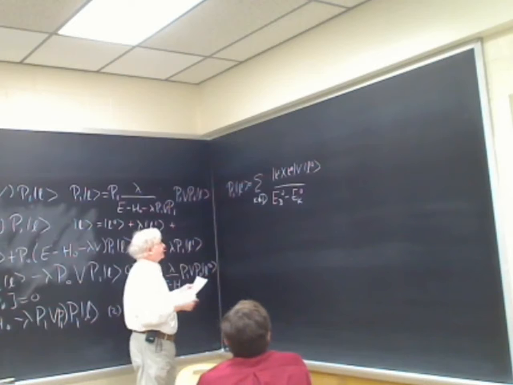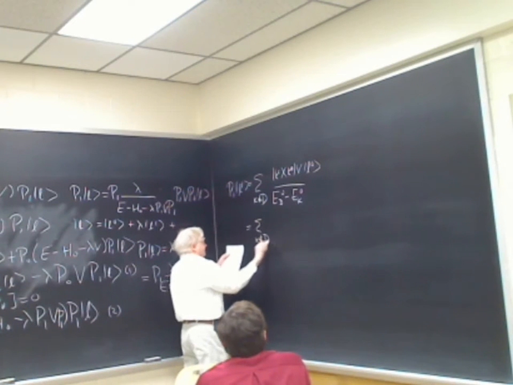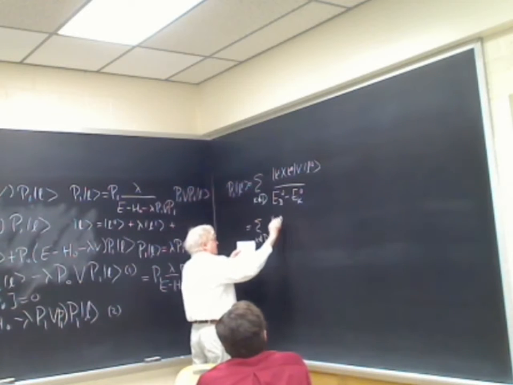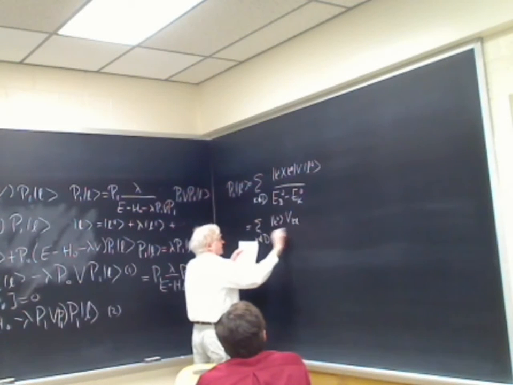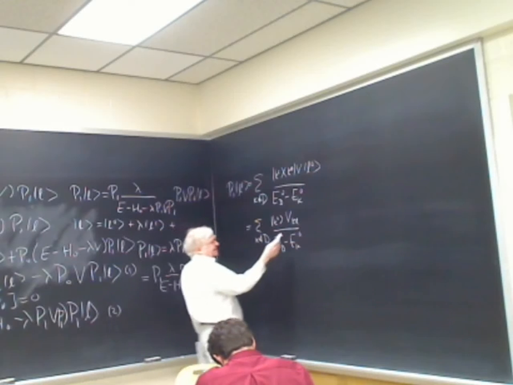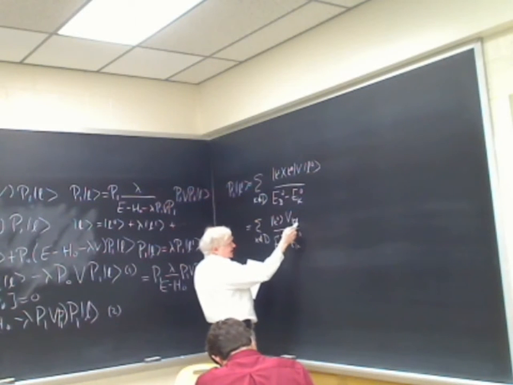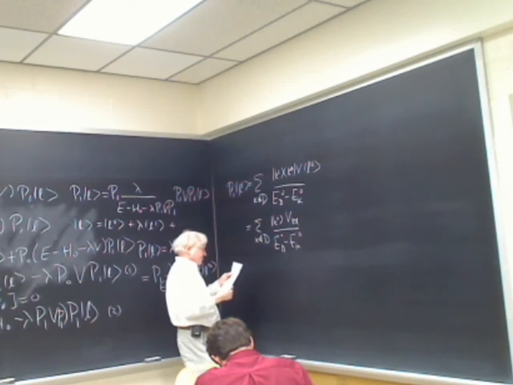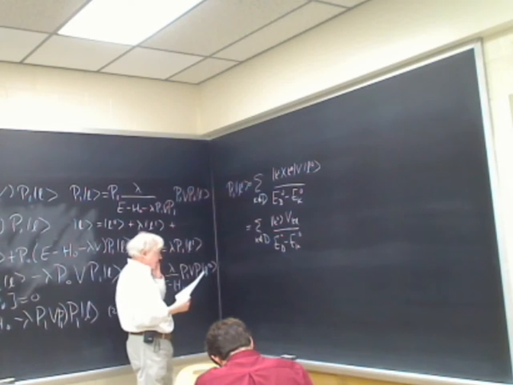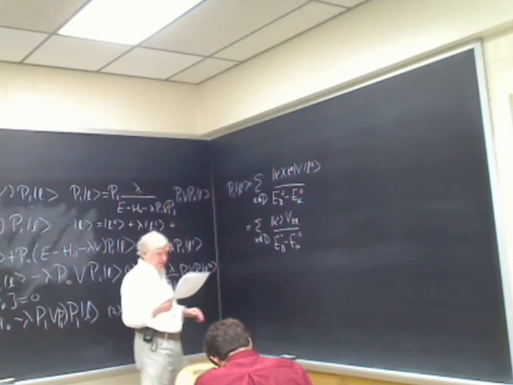And equivalently, we can write this as a sum over K not in G, K0, V K L over E minus K0. Notice that this is connecting states K, that are not in the degenerate level, to states L in the degenerate level. The state that diagonalizes, the state that we found in first order degenerate perturbation.